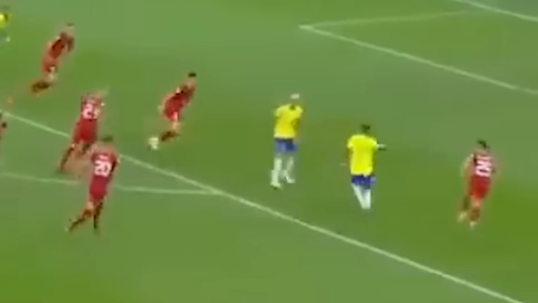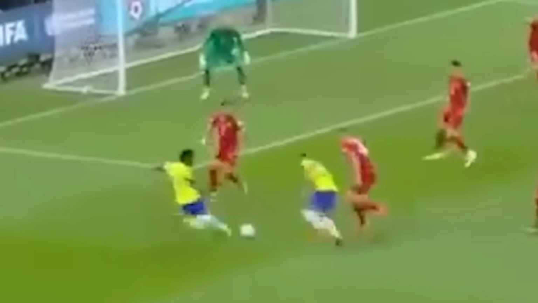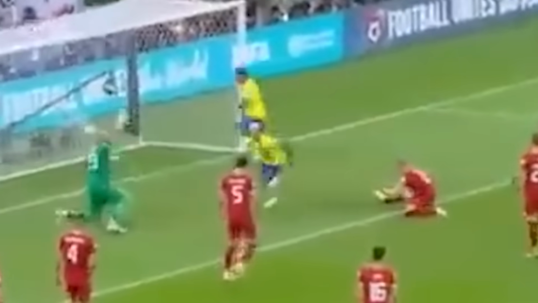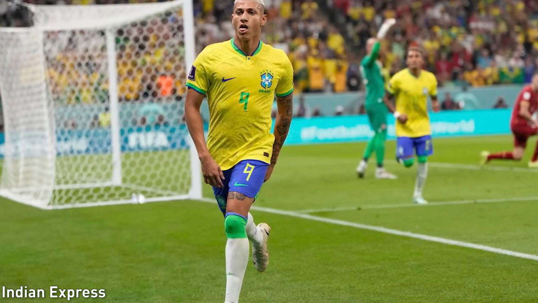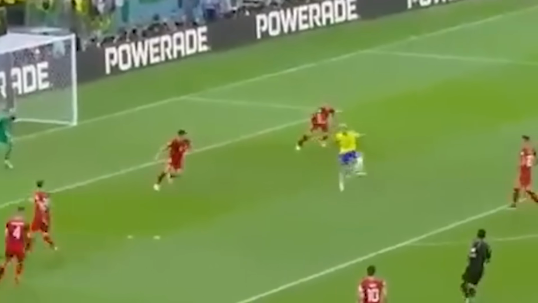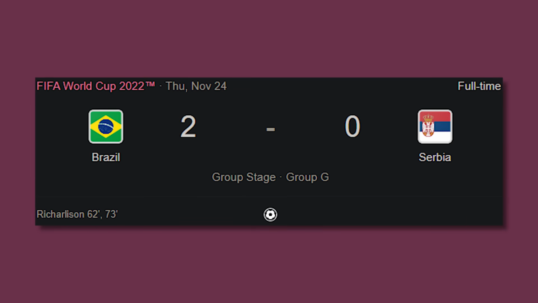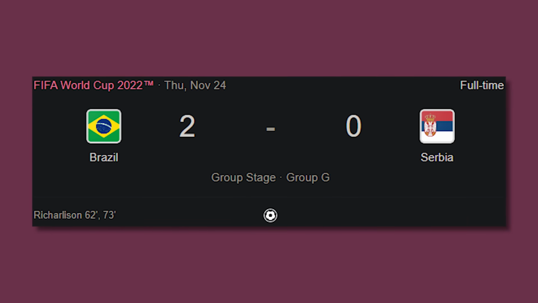The first half saw Brazil having a lot of the ball, but the Serbian defense was taking notes from the Maqwell. However, in the second half, Brazil finally broke through with Richarlison in the 62nd minute. But the Peacock wasn't done. Just 11 minutes later, he scored a spectacular acrobatic goal. Scenes of Joga Bonito as Brazil went on to win 2-0.